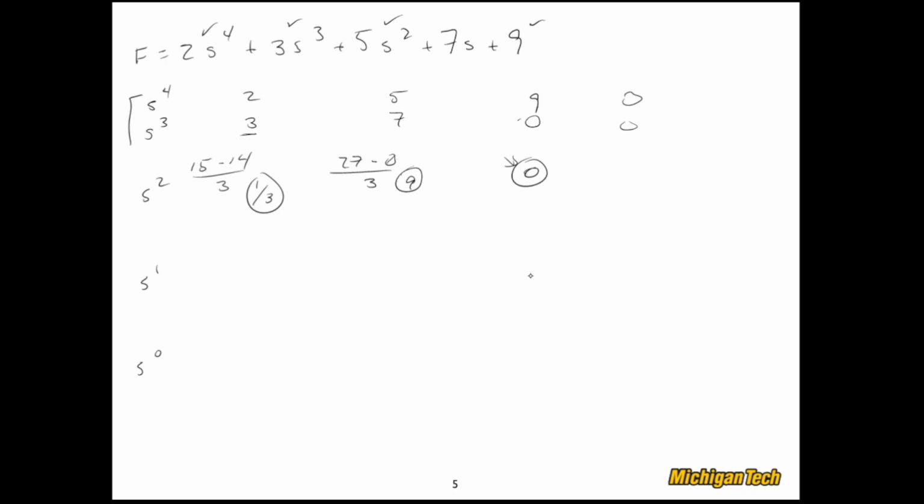Now moving on to the s to the 1 row, this one right here. I'm going to be dividing through everything by this 1/3. And I start with this element, and I'll have 1/3 times 7, so 7/3, minus 9 times 3, which is 27, divided by that 1/3. So this gives, let's see, I'll sneak it in here, negative 74/3. I'll circle it.